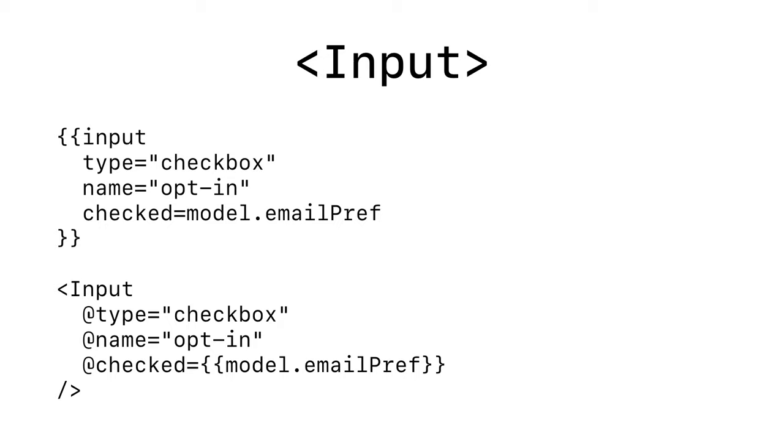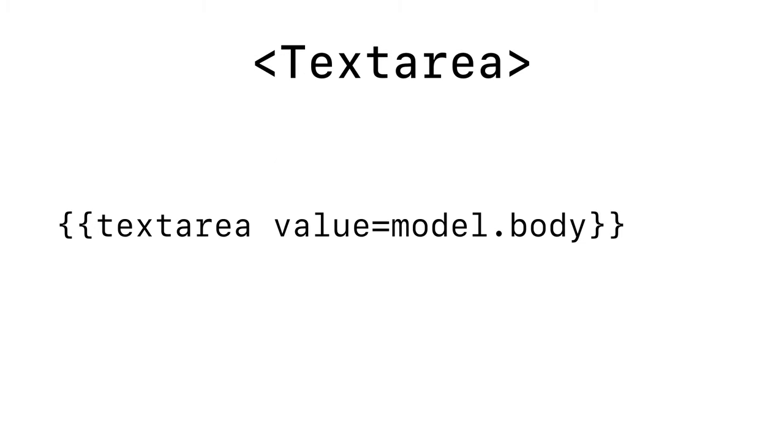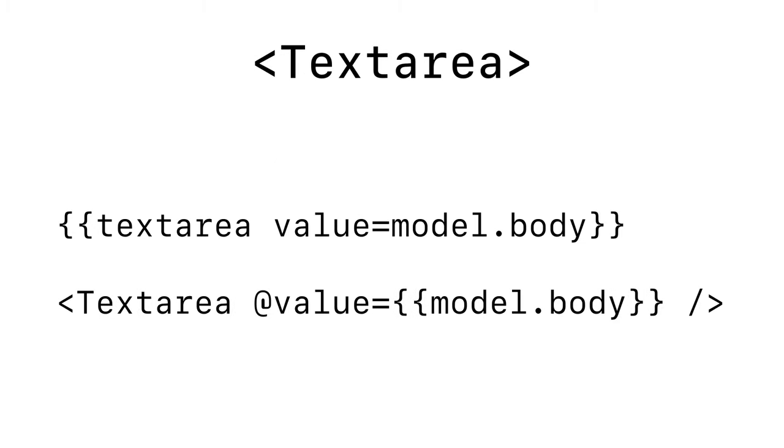So the transition path here is pretty clear. But the RFC proposes that we essentially maintain the same mechanics, just use the new format. I'm not sure if there is a code mod. I know the RFC proposes a code mod. Text area works similarly in that we pass the value.